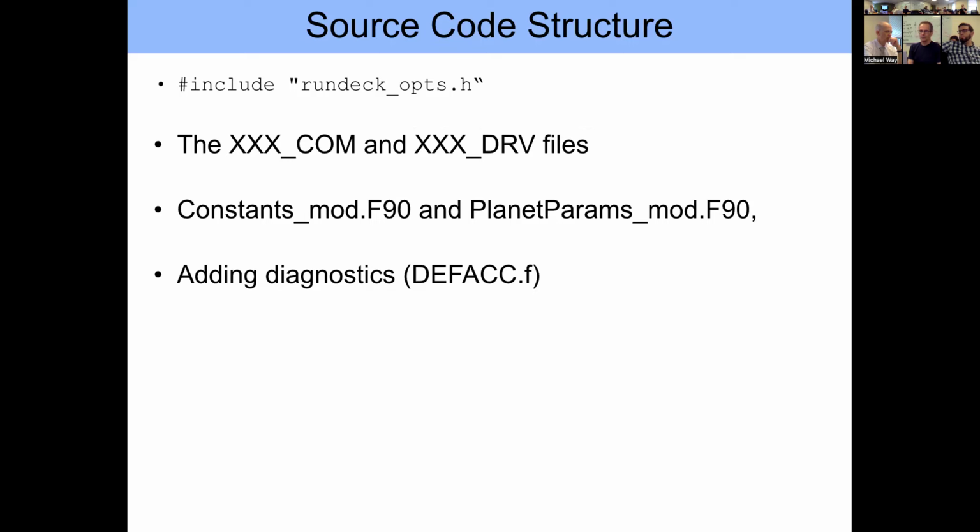If you want to add diagnostics and output, the most probable place you should define them is this file, the defacc.f. And by define them, I mean you need to say that I'm going to create a diagnostic with this name and these dimensions and this frequency, or some basic. This will be the short name and the long name in the output file in the NetCDF. These are the units. Just literally define what will show up in the NetCDF output.